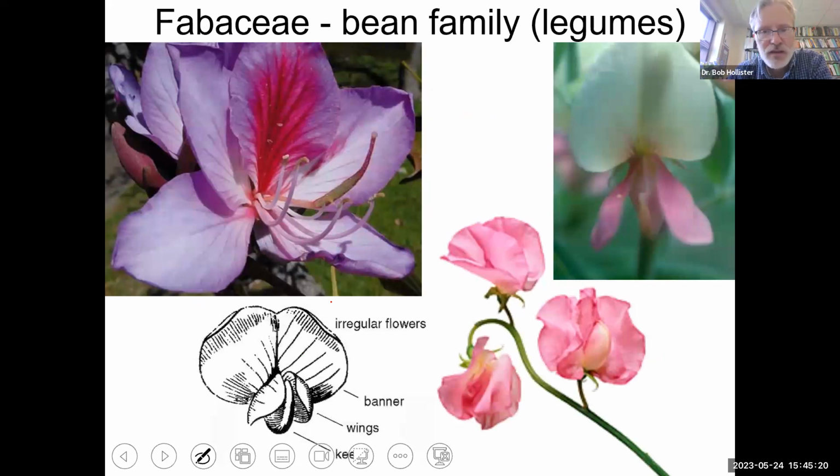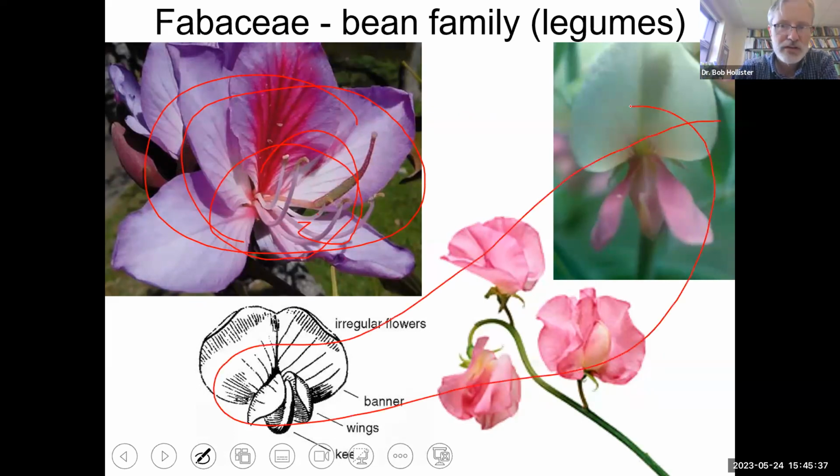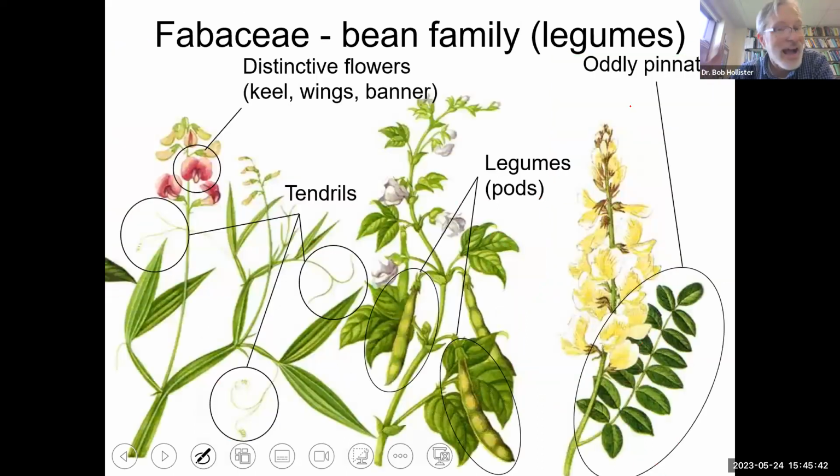So here are just some pretty pictures. This is just to point out they don't always do the banner and keel, right? For me, I couldn't tell what family this is based off that picture. I would probably be able to figure it out by the pods, but these three are super easy, those banner and keel. A couple other things is tendrils. When you see tendrils, that's another good characteristic for Fabaceae.